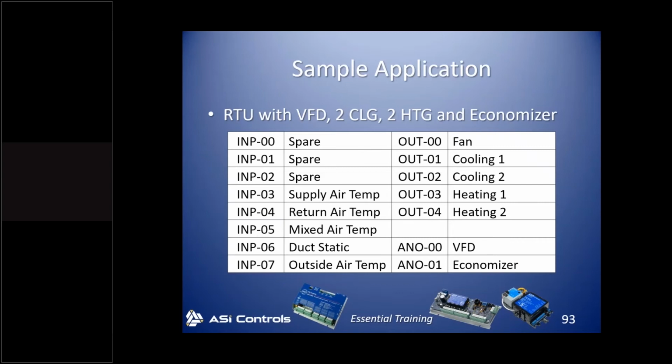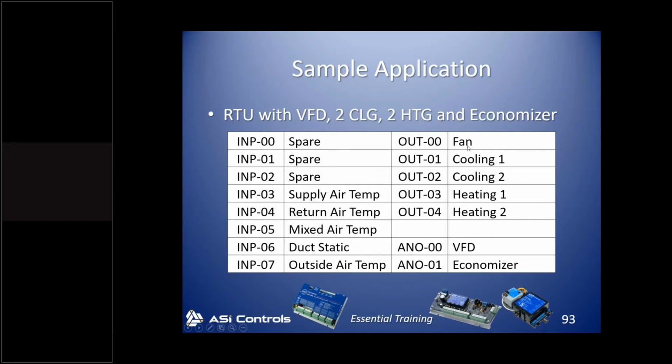So the next slide shows a points list that we'll use for our 3 sample function groups. Notice that on the input side, I skip the first 3 inputs and start with input instance 3. So there's supply, return, mix, and outside temp, as well as the duct static input.